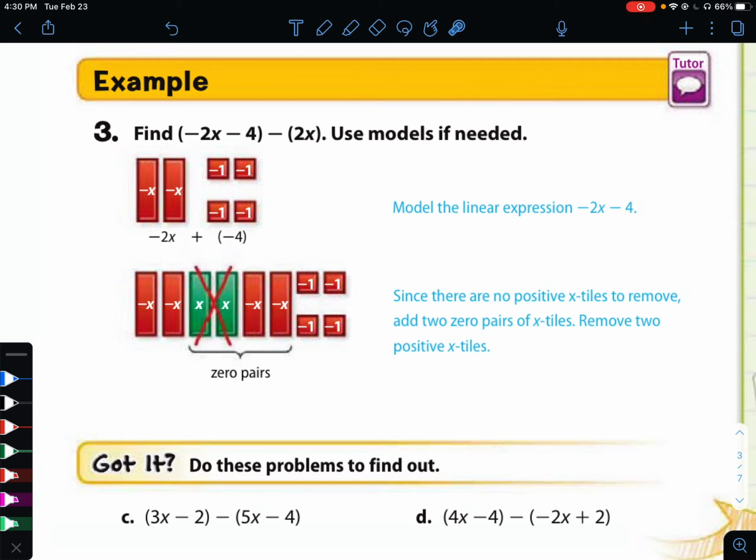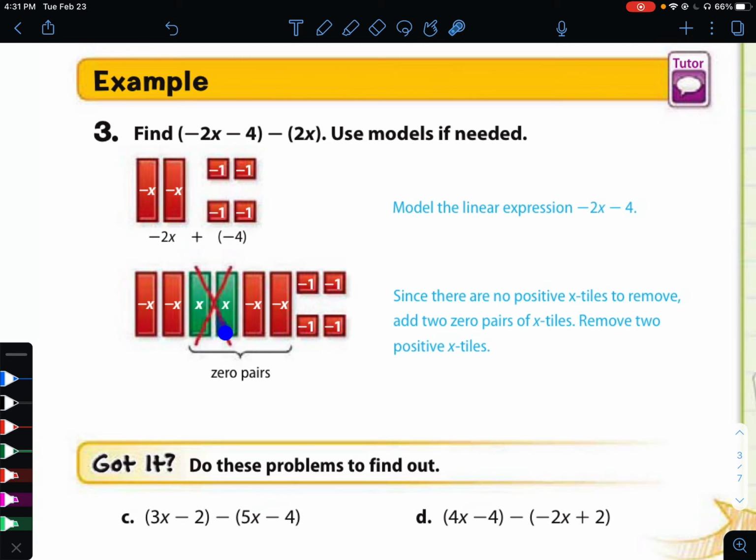Since you're adding 0, remember the property of the additive identity: when you add 0 to a particular term, it does not change the term, or it does not change the number. The identity of the number remains the same. This holds true as well with 0 pairs. So when we add a 0 pair, we are not changing the identity of the expression. Okay, now we've added our 0 pairs, and we can now remove our 2 positive x tiles.